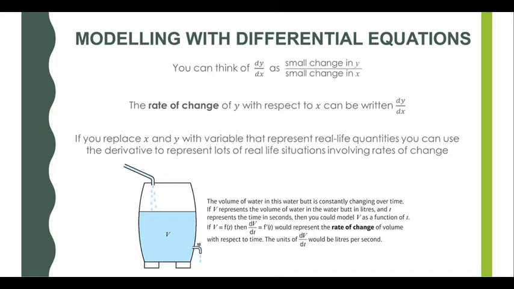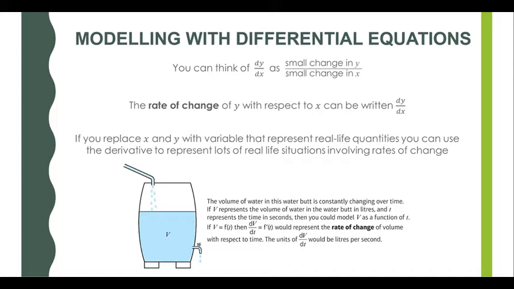You can think of dy over dx as a small change in y over a small change in x. We know this is the rate of change of y with respect to x, and we can write that as dy over dx. So we're used to seeing this as gradient, but that's also the rate of change. If we replace x and y with variables that represent real-life quantities, we can use the derivative to represent lots of real-life situations involving rates of change, and this is a very important topic in your A-level.